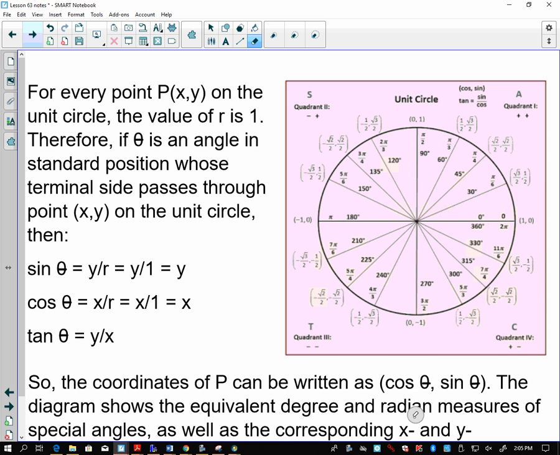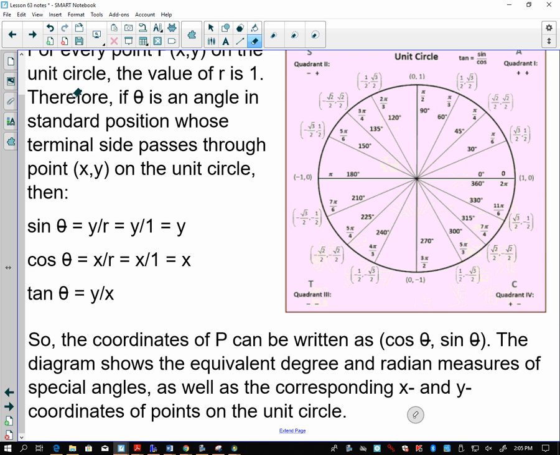So the coordinates of P can be written as cosine, because cosine represents x, comma sine, because sine represents y. The diagram shows the equivalent degrees and radian measure. You see where 180 degrees is equal to -1, 0, because the x is -1 over here and I'm 0 up and down. Does this make sense? Now 1, 0 over here can represent either 0 degrees or 360 degrees, depending upon whether I'm starting or ending there. Does that make sense?